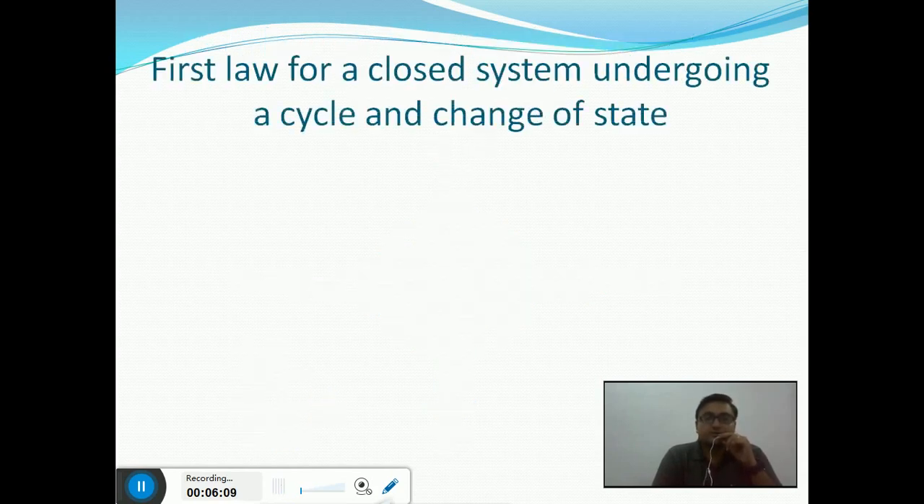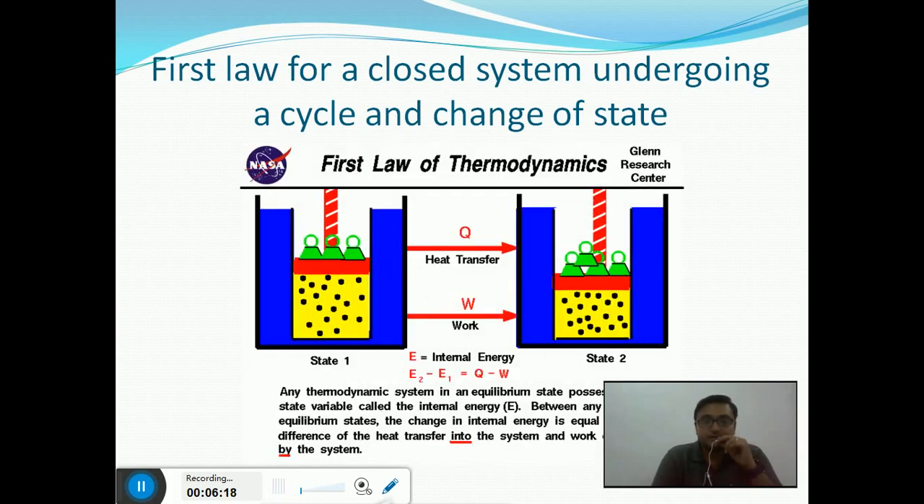First law of thermodynamics for a closed system undergoing a cyclic process and a change of state, which gives us the equation Q minus W is equal to delta E.